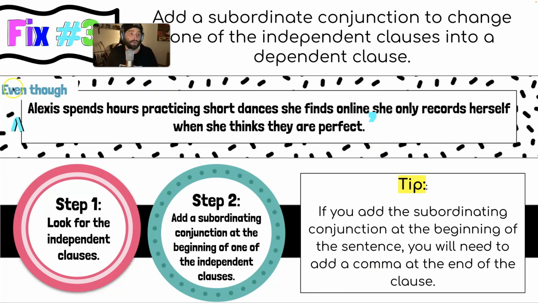The point is if you can do this, any subordinating conjunction could fit here because Alexis spends hours practicing short dances, so on and so forth. So the problem with subordinating conjunctions is there's like 60 of them, and they're really hard to memorize. But if you want to use them, this is the way. So those are the 3 ways in which you can stop writing run-on sentences. And that's our goal with this lesson, is for us to stop writing run-on sentences.